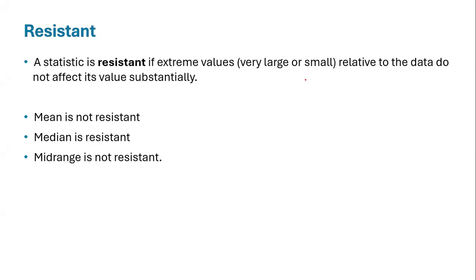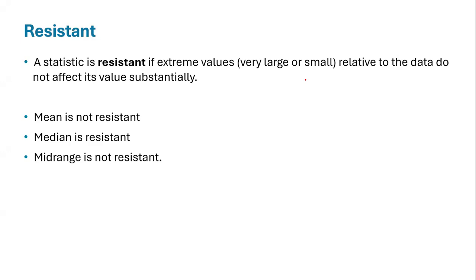So when do we say a statistic is resistant? A statistic means any information that we have about the sample, like the mean of the sample, or the mode of the sample, or the median of the sample, or the mid-range of the sample. Which one of these statistics are resistant? Resistant means that if there are some extreme values, like outliers, very large or very small numbers, those numbers cannot affect the mean or the median or the mid-range. If we have outliers in a data set, those numbers do not affect that statistic.